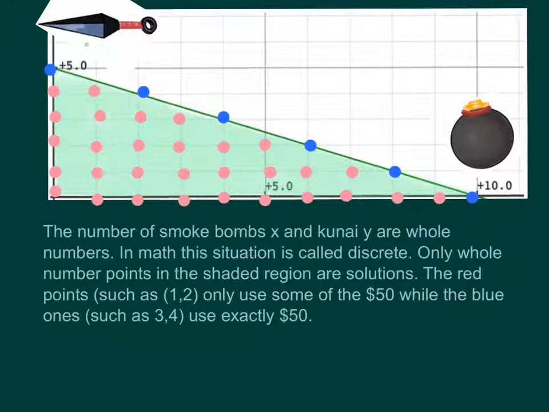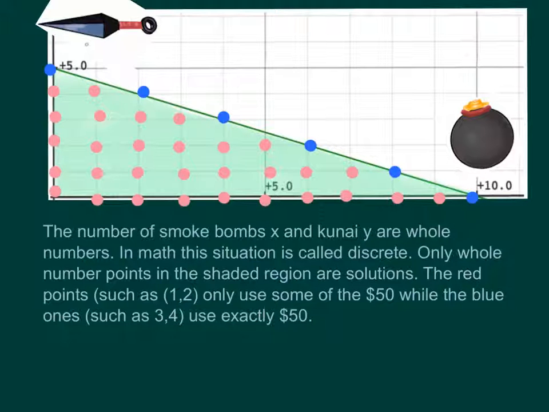In math, such a situation is called discrete. Only whole number points in the shaded half-plane can represent possible combinations of tools you can purchase. Solutions on the boundary line represent combinations of tools that cost exactly $50, such as (0, 5), and those inside the shaded region but not on the boundary line will only use a portion of our $50, such as (1, 2).